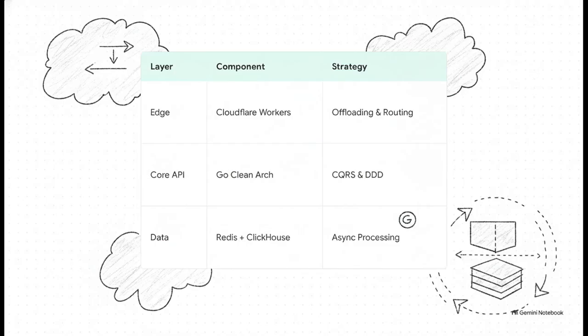Right out of the gate, the AI realized that at 100K RPS, a synchronous monolith is just going to fail. The blueprint it pulled together is striking. For the edge layer, it grabbed Cloudflare workers to aggressively offload requests and handle routing before traffic even touches the origin. For the core API, it mandated a go-clean architecture, utilizing CQRS to split the read and write paths. And for the data layer, it recognized that direct synchronous database hits are a huge bottleneck, so it proposed Redis for sub-millisecond in-memory reads, and ClickHouse for flat, columnar analytics.